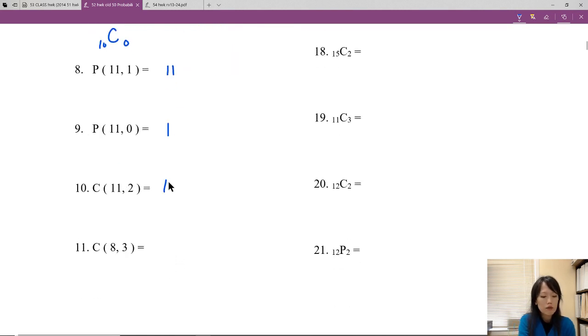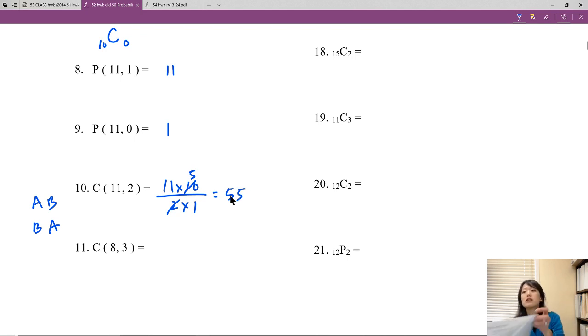Combination 2 out of 11, that'd be what? 11 times 10 divided by the repeats, 2 times 1. If it's permutation, you just do 11 times 10. If it's combination, you cannot count repeats. If you pick item A first, then B, or B first, then A, that's the same combination. That's why we divided by 2 times 1, right? That's where that comes from. This is 55. Okay, any other issues on this?